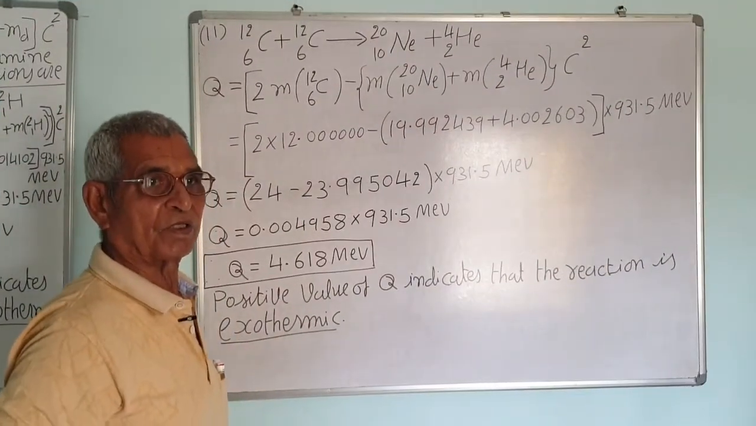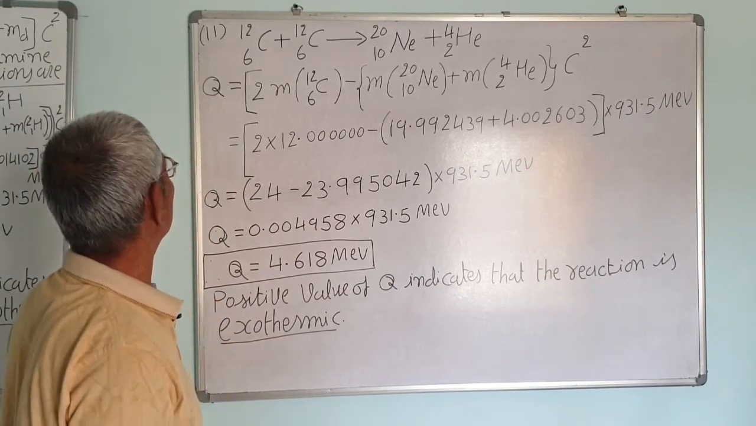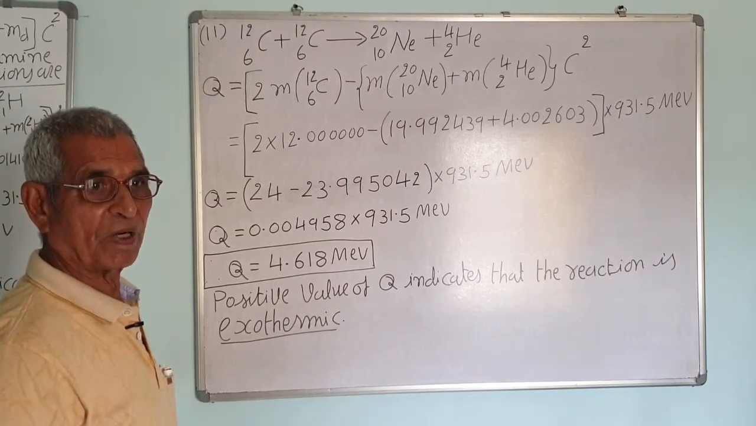We have just seen that for an endothermic reaction Q is negative, that is, you have to supply that much energy to start the reaction. So for lighter elements, if you want to fuse them, you will have to supply energy.